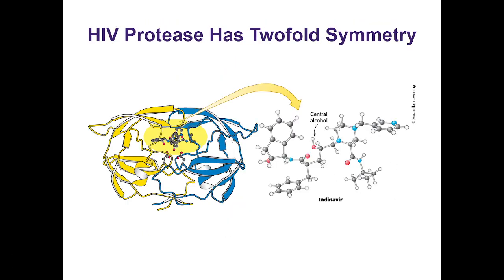This right here is that HIV protease. It has twofold symmetry here. And so what we can see here is this is Indinavir. This is the drug binding into our HIV protease that you see this twofold symmetry. Okay?